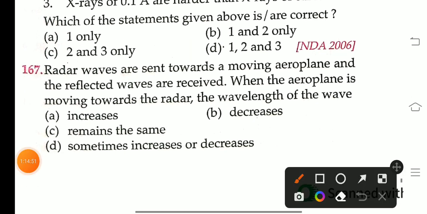Next, radar waves are sent towards a moving airplane and the reflected waves are received. When the airplane is moving towards the radar, the wavelength of the wave, right answer will be option B, decreases.